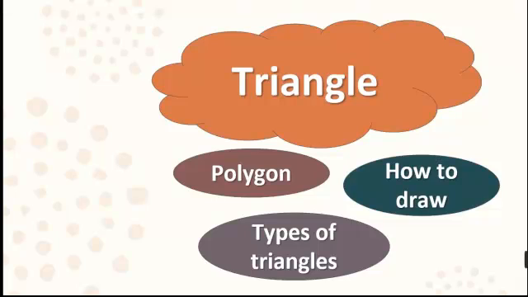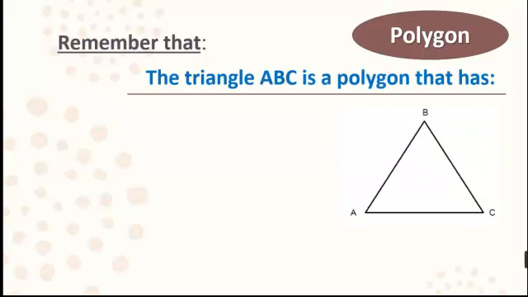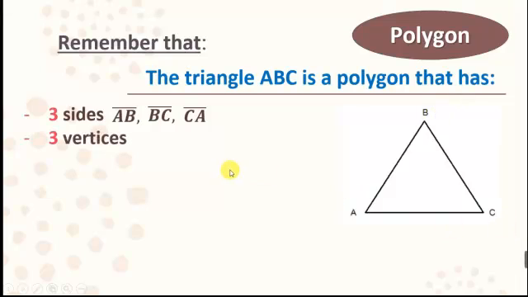Let's start together. First, I will start with the triangle as a polygon. I know that the triangle is a polygon that has, if I have this triangle ABC, three sides. What are these sides? AB, excellent. BC, and CA. So I have three sides, AB, BC, and CA. I have three vertices. What are they? A, B, and C. And I have also three angles. The number of sides equals the number of vertices equals the number of angles. So I have three sides, three vertices, and three angles.